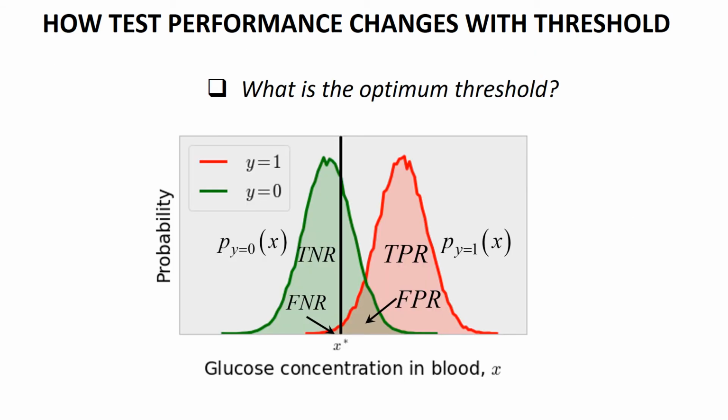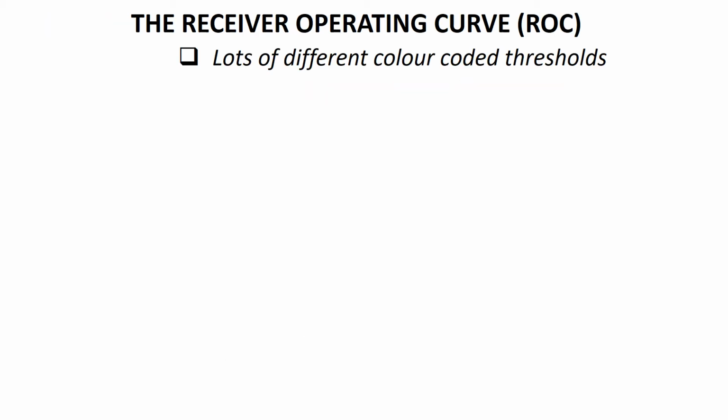So what is the optimum threshold? I mean, the optimum threshold's in the middle if they both have the same shape, but if they don't have the same shape, how do we find out where the optimum threshold is, and what do we mean by optimum? As we start moving the threshold up and down, we will change the true positive rates, the false positive rates, the true negative rates, and the false negative rates, as we saw with the simple smiley faces and the blood glucose concentration. So let's have a look at the receiver operating curve.